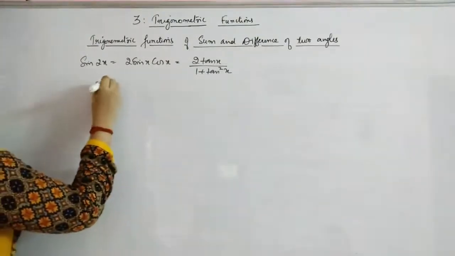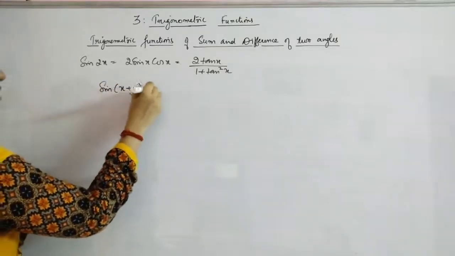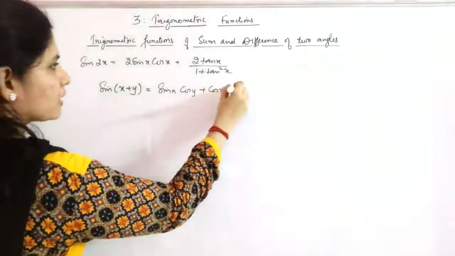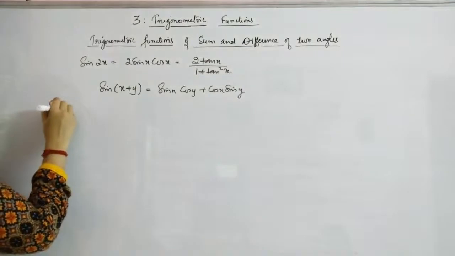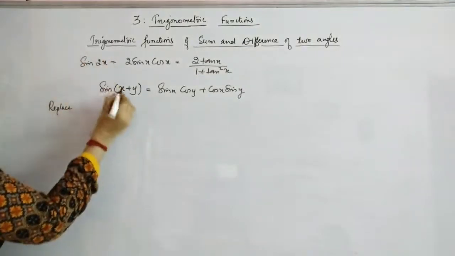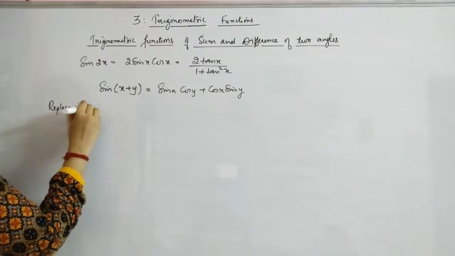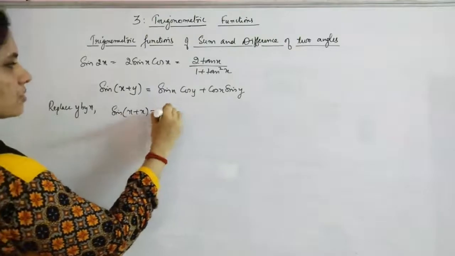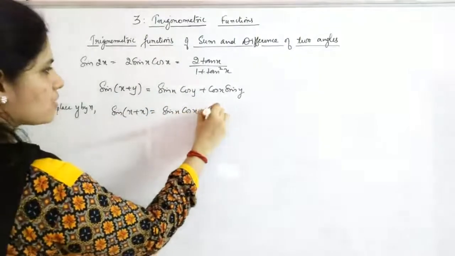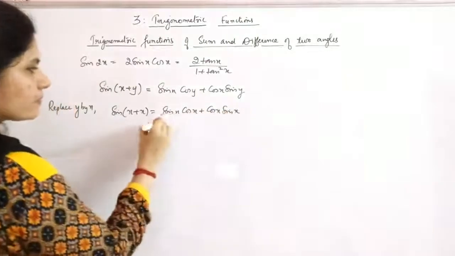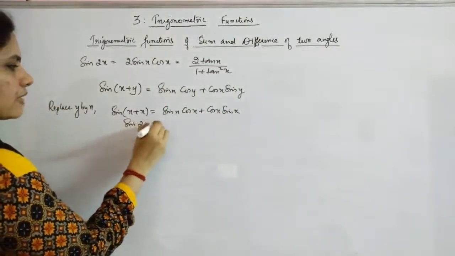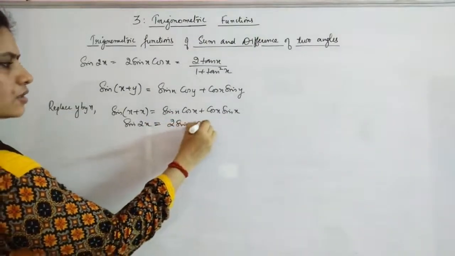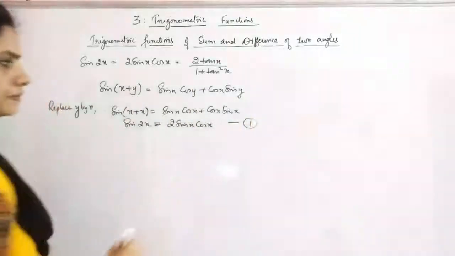Okay. For that we will just start with sin of x plus y. What is sin of x plus y? Sin x cos y plus cos x sin y, right? Now you just see the left hand side is 2x. That means both should be x, replacing y by x. So the left hand side becomes sin of x plus x is equal to sin x cos x plus cos x sin x. That means the left hand side becomes sin 2x and the right hand side becomes sin x cos x plus sin x cos x. So it is 2 sin x cos x. That is your first formula, so you got 1.